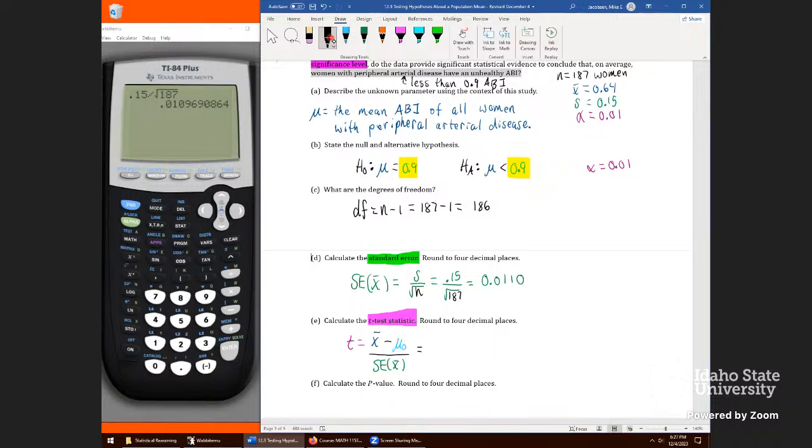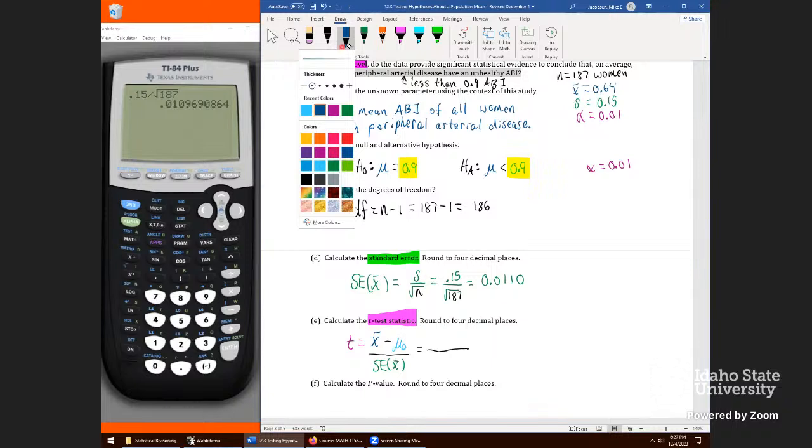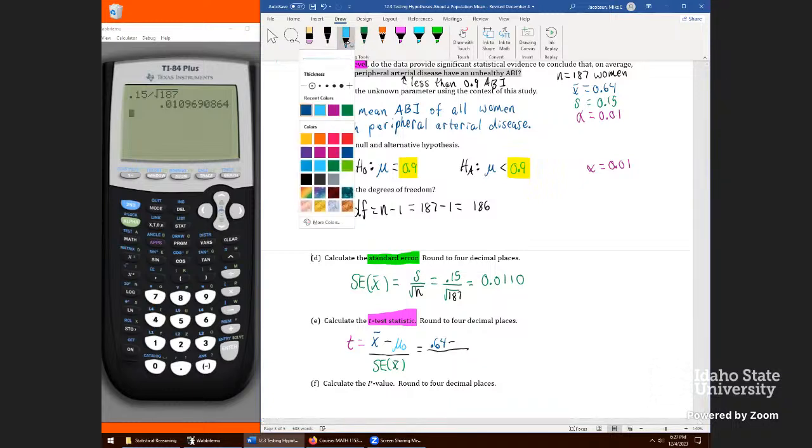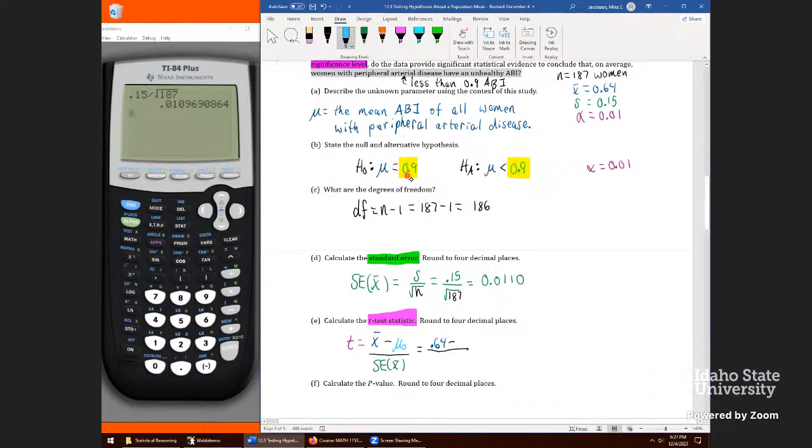Now we're just throwing in a whole bunch of values. So standard kind of substitutions. Going left to right, top to bottom, first hits X bar at 0.64. Subtract from that mu naught. That was the 0.9 coming here in the null hypothesis. So 0.9 in this location. Divide by standard error at 0.0110. So as a formula, this is all we have to calculate.